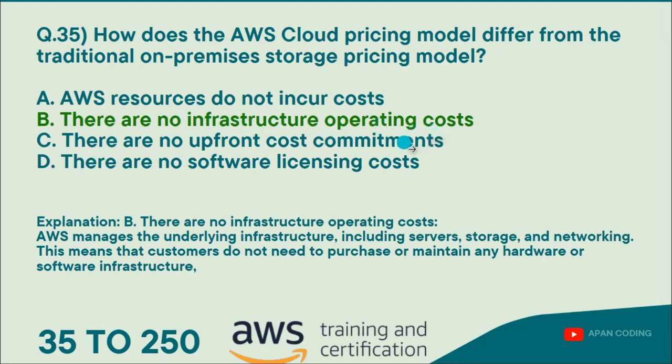It's important, friends. The explanation is here. AWS manages the underlying infrastructure including the servers, storage and networking. This means the customer does not need to purchase or maintain any hardware or software infrastructure, right friends? There is no need to purchase any hardware or infrastructure or storage devices. So that is the difference in the AWS pricing model.